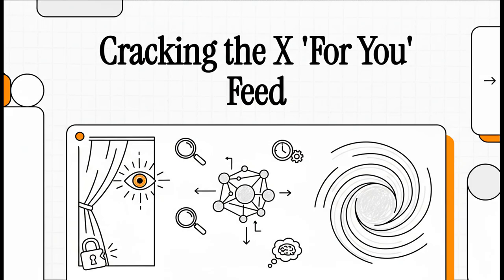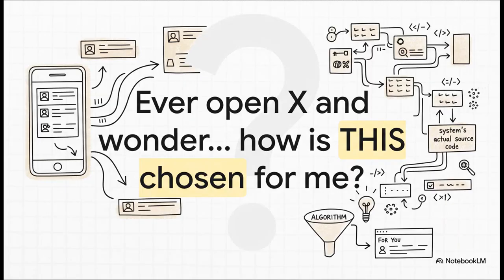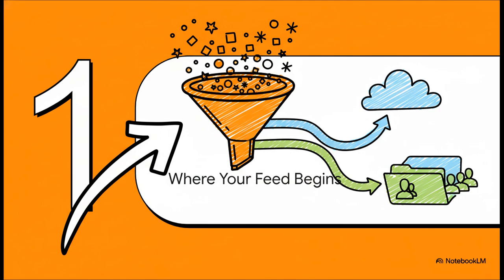All right, let's talk about one of the most powerful and, let's be honest, mysterious algorithms out there, the X For You feed. We're going to dig into how it decides exactly what you see every single second you're scrolling. You know the feeling, right? You open up the app, start scrolling, and bam! You've got this weird mix of posts from people you know and stuff from accounts you've literally never heard of. It can feel so random, but trust me, it's anything but. And today, we're going to walk through the actual source code to see exactly how that feed gets built, step by step. Okay, so let's dive right in.